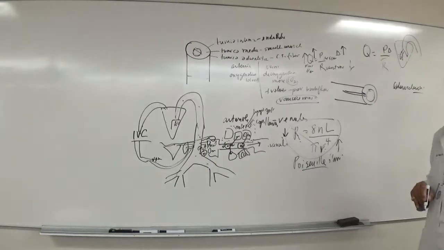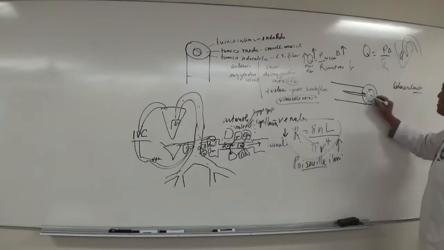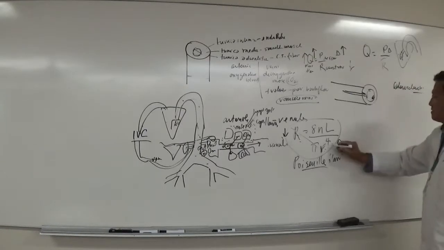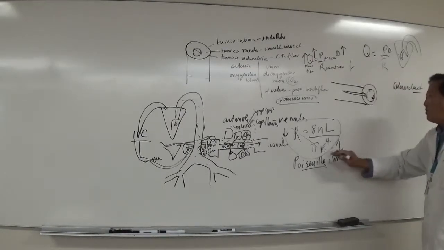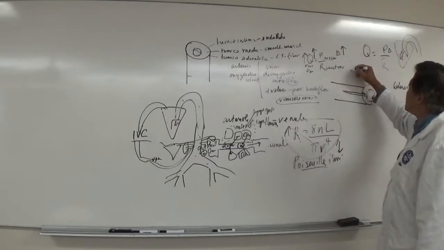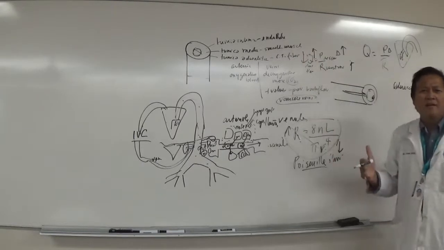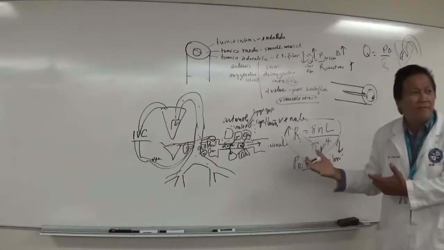So when there is presence of fat deposit there, class, what happens? What happens to the radius? It decreases. And what happens to the resistance? It goes up. And if resistance goes up, what happens to the blood flow? It goes down. Don't you love anatomy and physics combined?